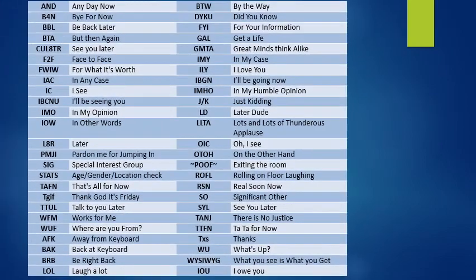Okay, now we have our acronyms. So we are only going to do a little bit so that you know how to work with it. So BTW is by the way. I know some of you know all of it because you have your cell phone and you are typing with your friends. So most of this you will know what it is.